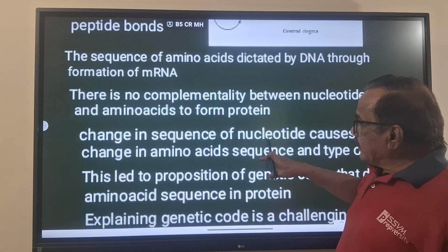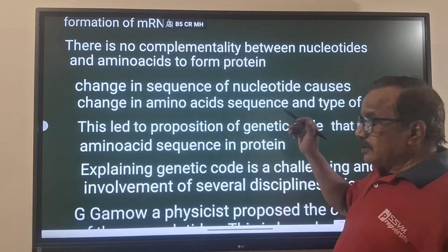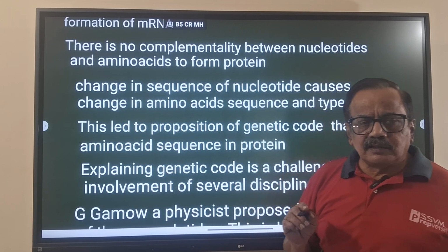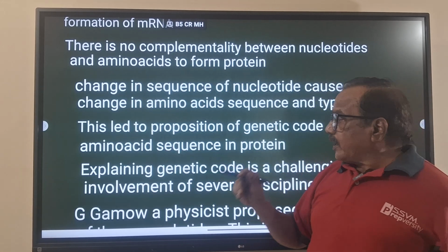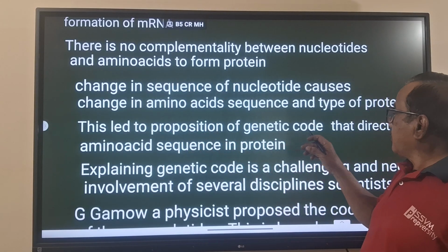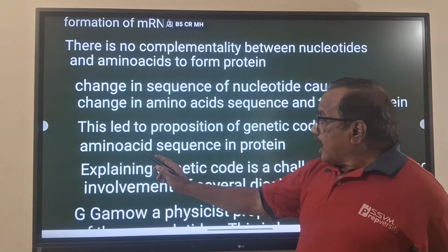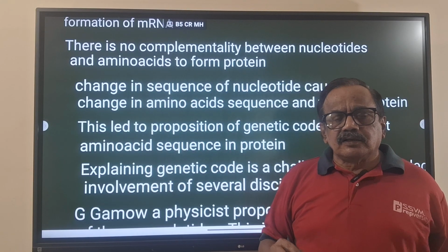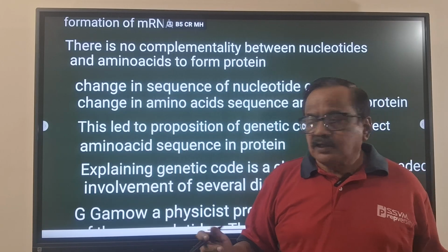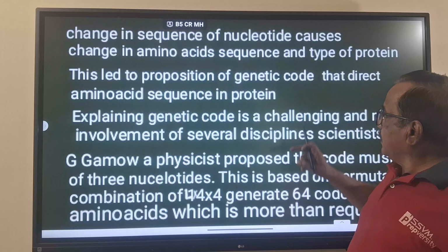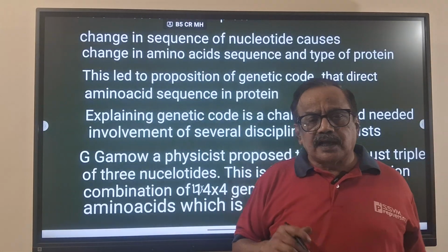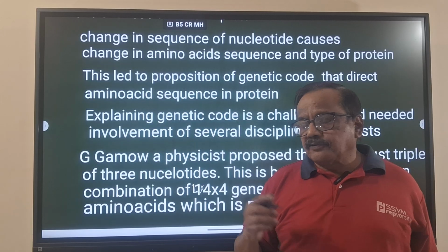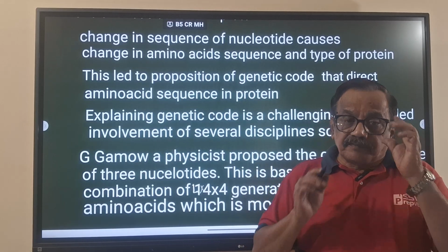When they tried to find out, as the mRNA nucleotide sequence changes, the amino acid sequence also changes, so some relation is there. This led to the proposition of the genetic code, that is, direct amino acid sequencing in the protein. Explaining the genetic code is challenging because 20 amino acids are there and hundreds of proteins are there, and the mRNA is guiding which type of protein must be formed according to the direction of DNA.